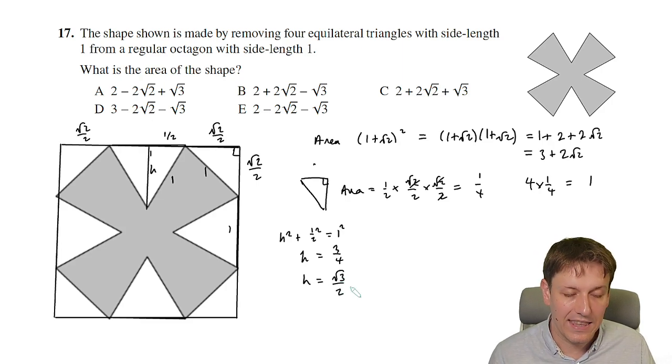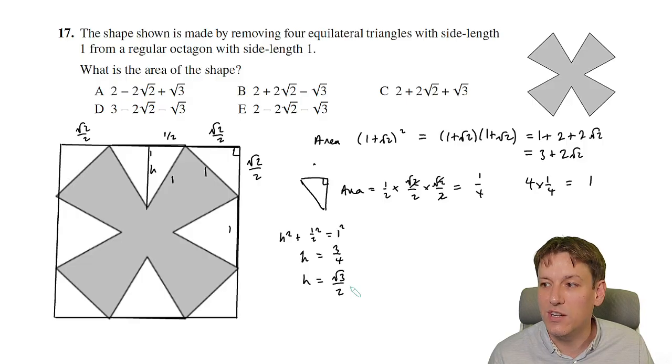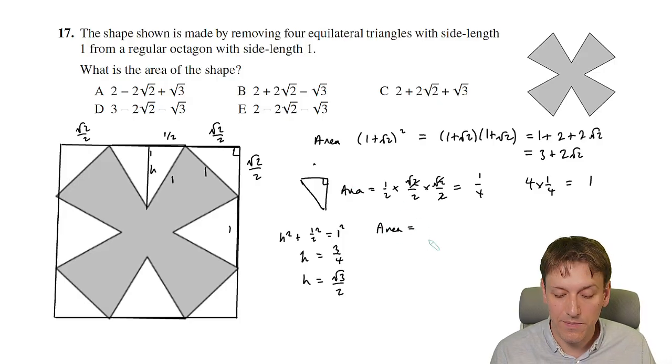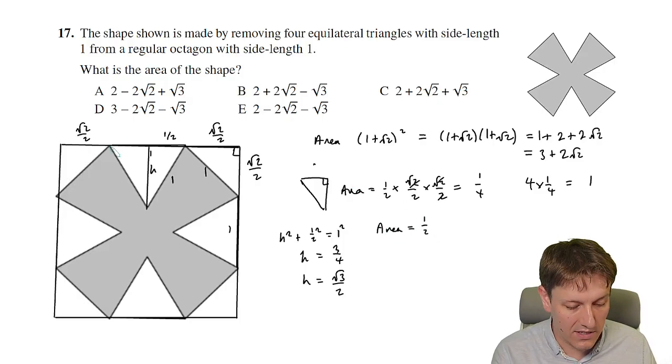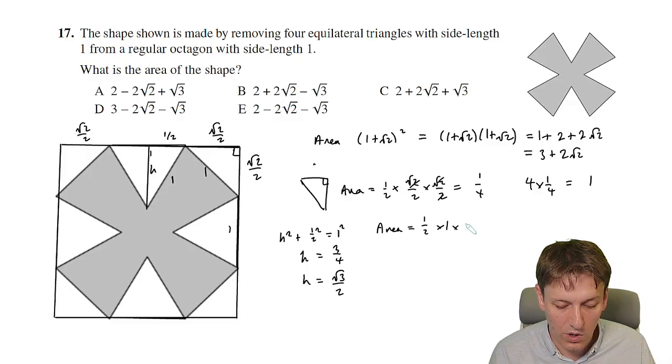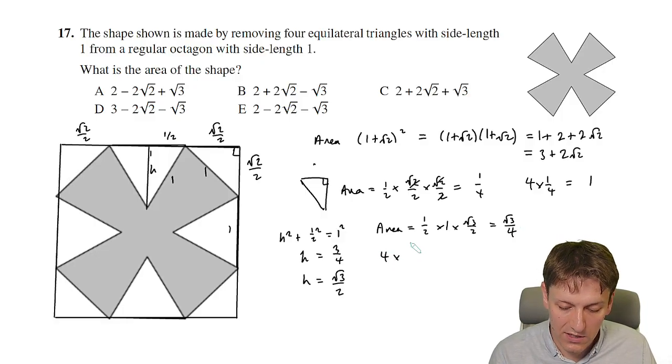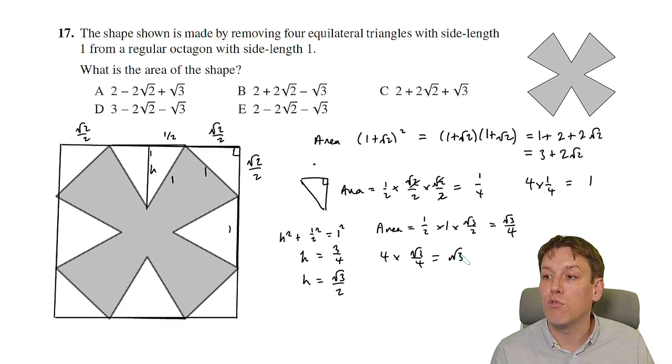Some other ways you might get there quickly if you're familiar with equilateral triangles, quite a useful thing to be able to do quickly. But anyway, the area of the equilateral triangle then is just a half base times height, and the base is 1, so a half times 1 times root 3 over 2, so I get root 3 over 4 here. And again, there are 4 of those, so I need to do 4 times root 3 over 4, which is just root 3.